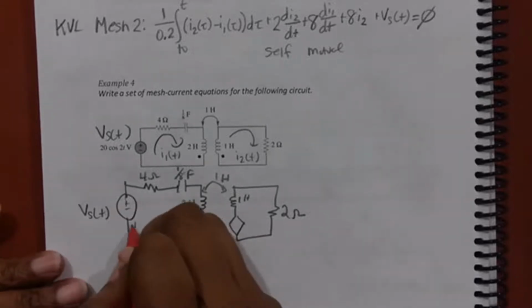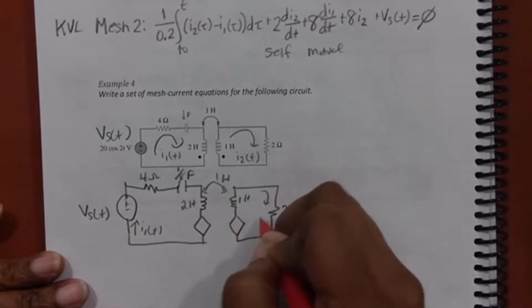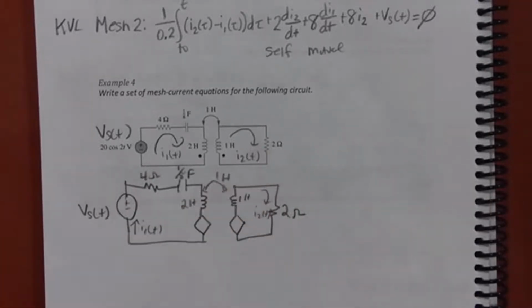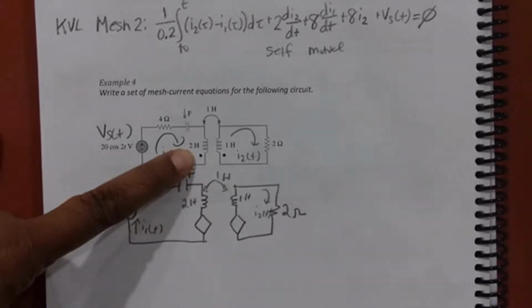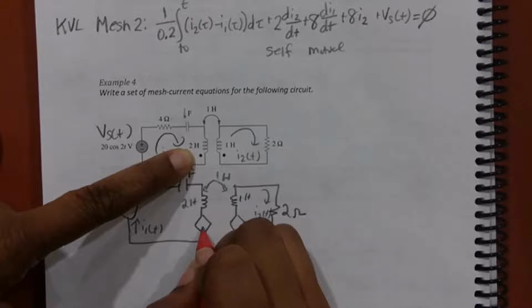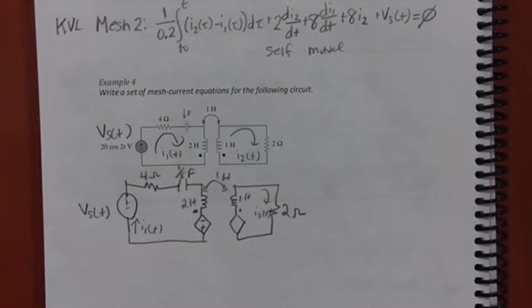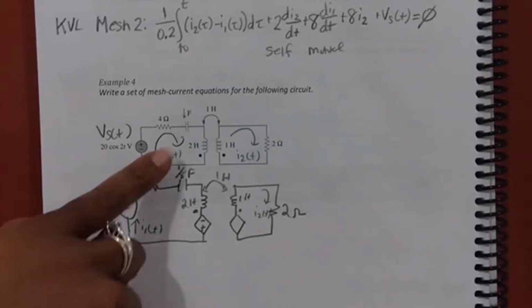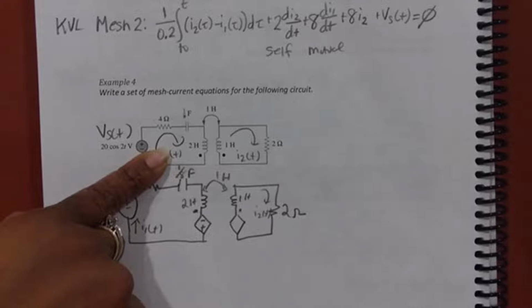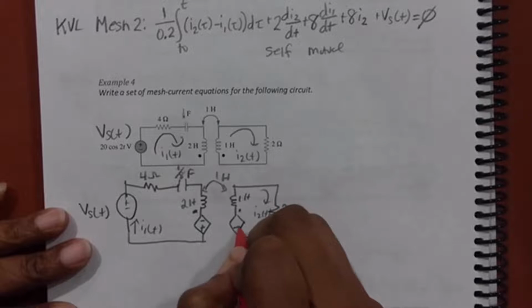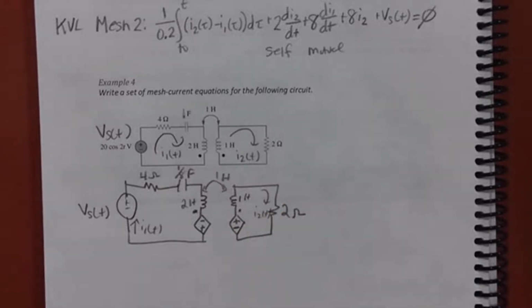So if this is I1 of t, and this is I2 of t, I now look at, let's say, I2 of t, and I see that it enters the 1 Henry inductor at the dot. So the induced voltage over here is going to be positive at the dot. So that's positive at the bottom, negative on top. Okay. Over here, I see that the current exits at the dot. That means that it's going to be negative at the dot over here. So it's going to be negative on the bottom, positive on top.